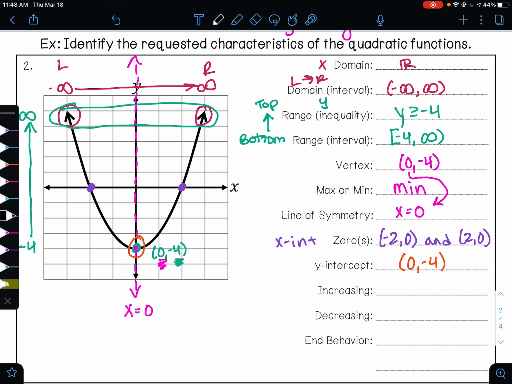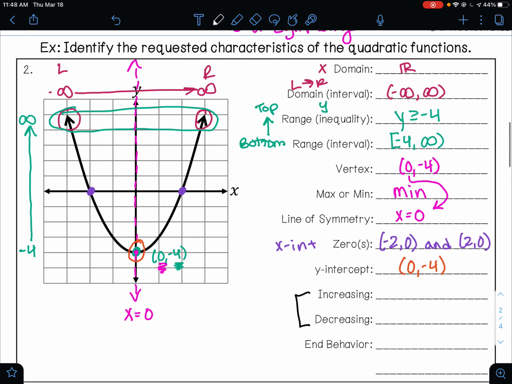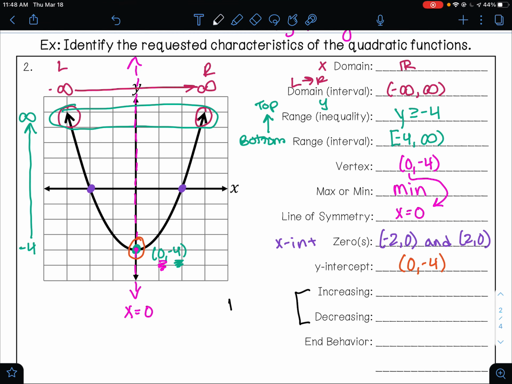For increasing and decreasing, we're talking about our intervals. And when we're talking about intervals, we're talking about our x values. And so we're saying for what x values is our parabola increasing? And for what x values is our parabola decreasing?